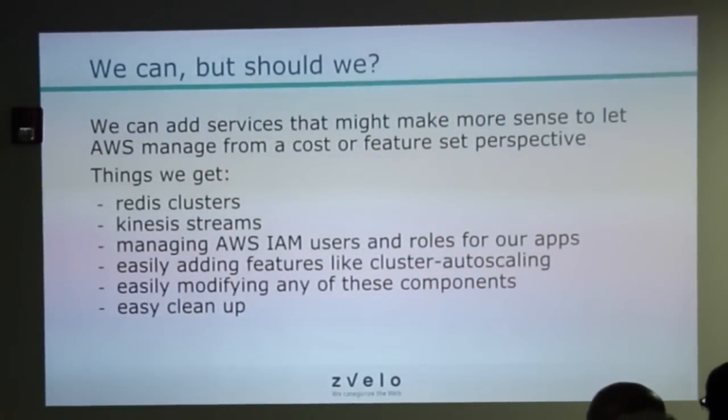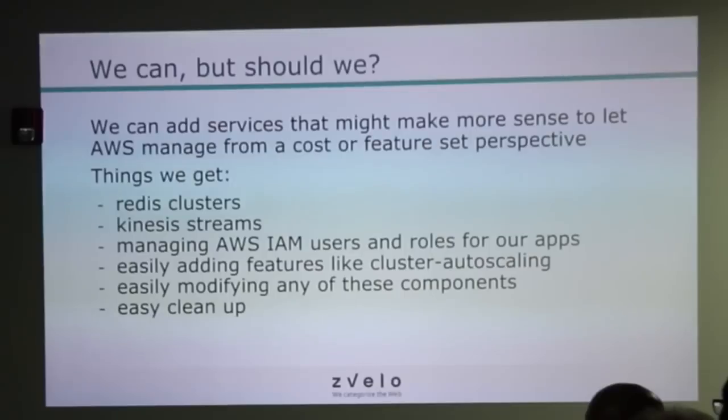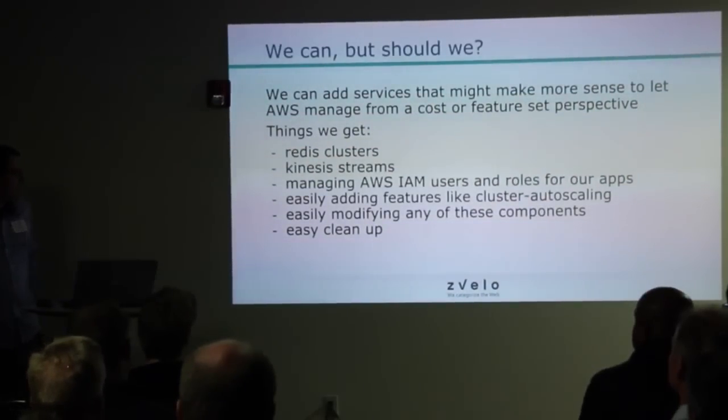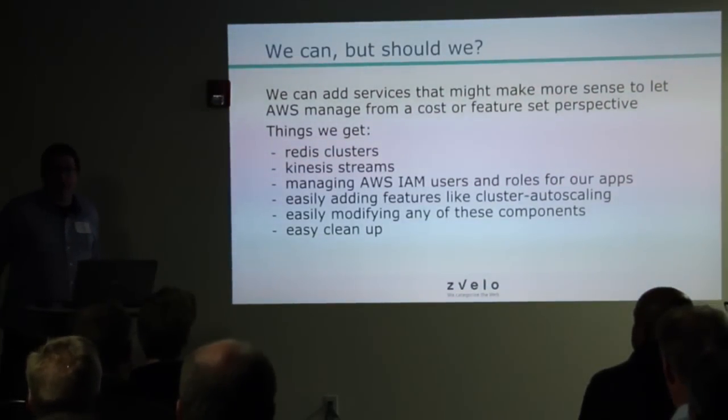So why would we use Terraform on top of KOps? And this is where I was getting ahead of myself: we can add those services that would make more sense to let AWS manage than attempting to run them ourselves in the cluster or whatever. Like for instance, I want to say it's Redshift. I mean, you can run Postgres in your cluster, but the pricing on actually running Redshift is a lot less expensive. We also tie into Dynamo. Managing AWS IAM users and roles for all of our microservices is actually really neat and easy to do with Terraform.